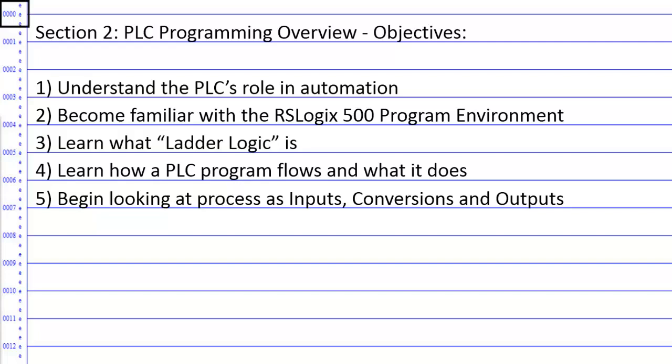Another thing that you're going to want to take out of this section, if you're not already doing it, is when you think about how a machine works and how a process works, I want you to think about it in terms of inputs, conversions, and outputs, especially as it pertains to our PLC. What we're really doing is controlling outputs based on inputs. There's a conversion in the middle, and that's what our PLC does. It makes a logical conversion based on the inputs, based on the program.